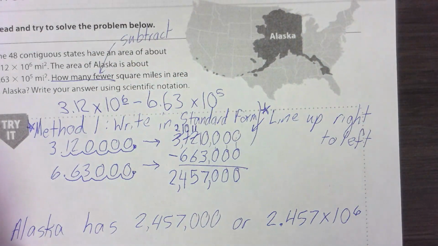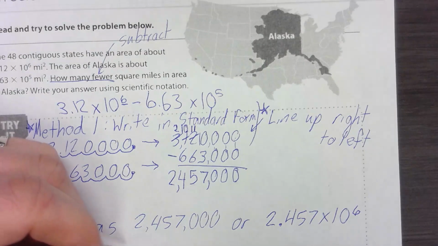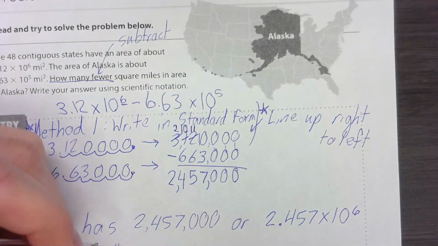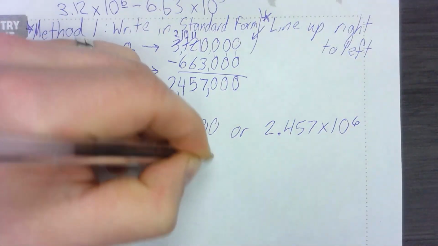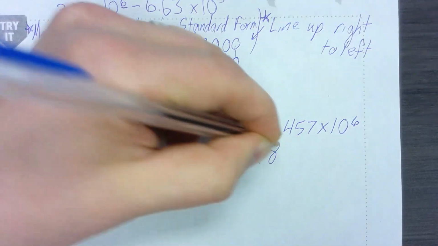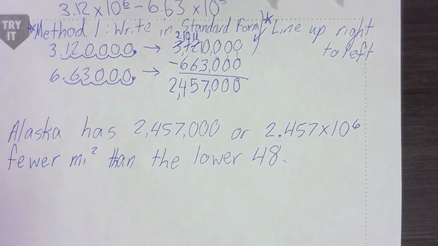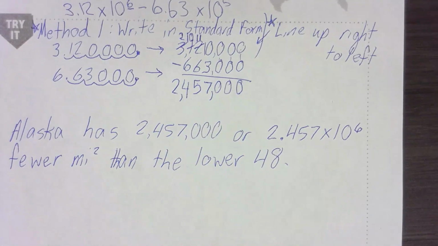Alaska has 2.457 times 10 to the 6 fewer miles squared, or square miles, than, oh my goodness, than the lower 48. That's how I hear it, not the contiguous states. Well, I've always called them the lower 48. So, okay, that's method 1.